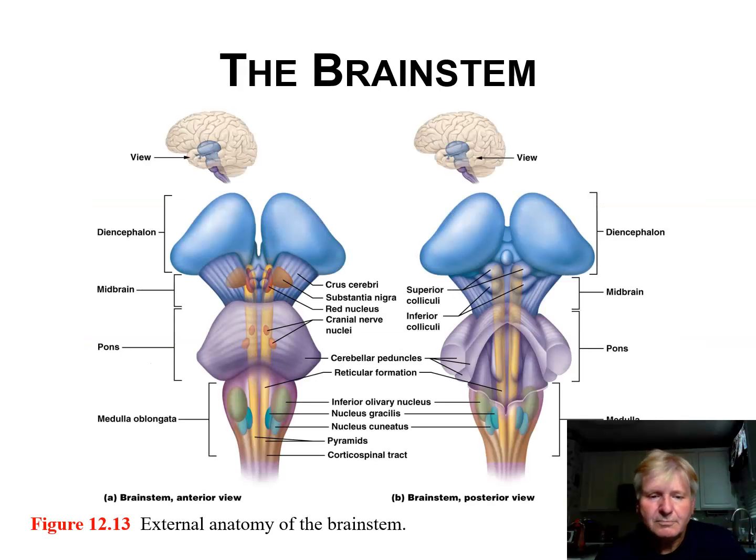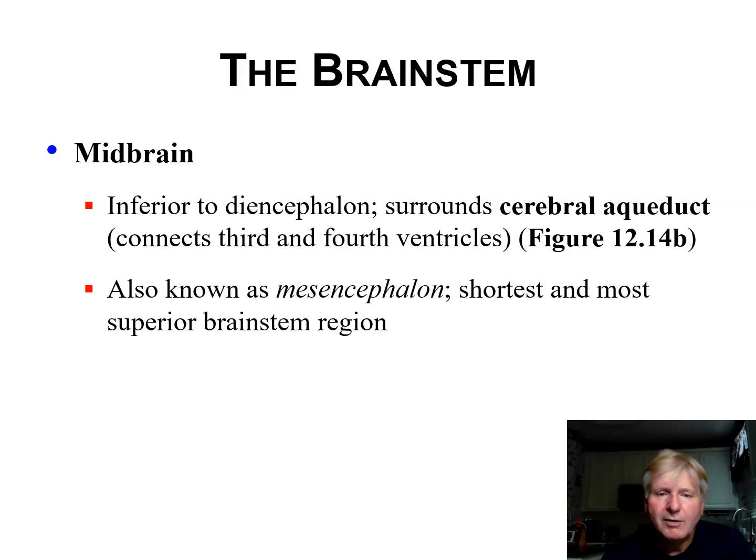So here's the external anatomy of the brainstem, showing the anterior view on the left and the posterior view on the right. You can see the diencephalon on the superior view and the medulla oblongata on the inferior view. So the midbrain, which is inferior to the diencephalon, surrounds the cerebral aqueduct. The cerebral aqueduct, of course, connects your third and fourth ventricles. Also referred to as the mesencephalon, it's the shortest and most superior portion of the brainstem region.